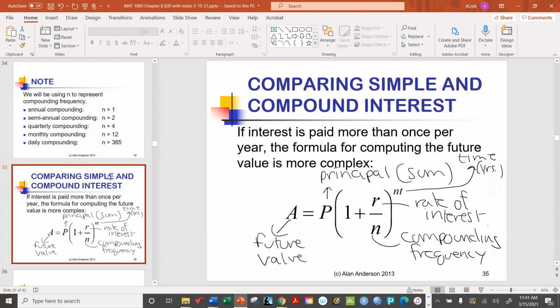So when you're ready, what we're actually going to do is revisit the examples we had earlier, but we're going to use this formula instead of going through it step by step like we did before.